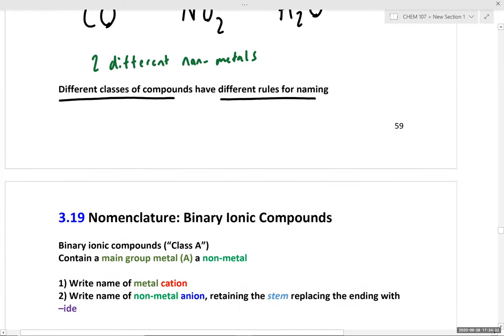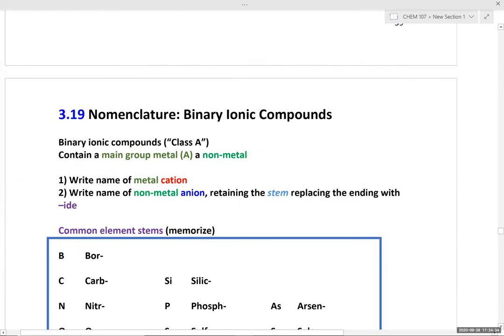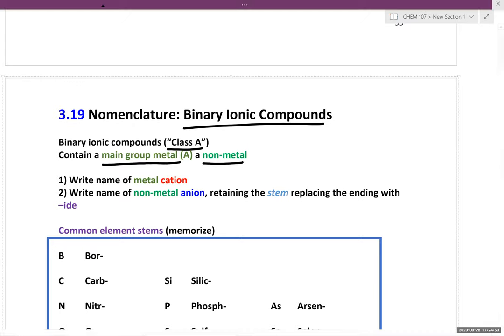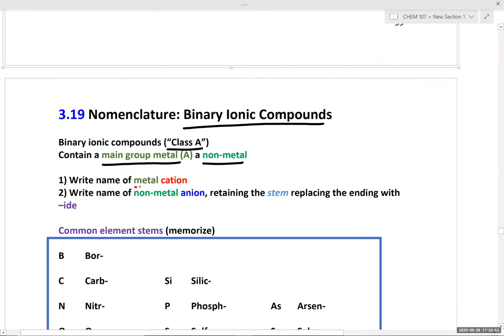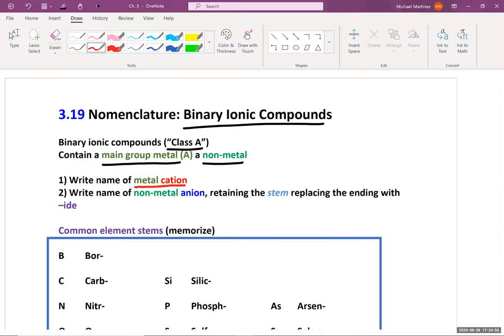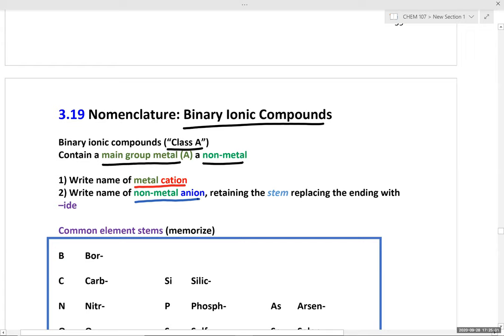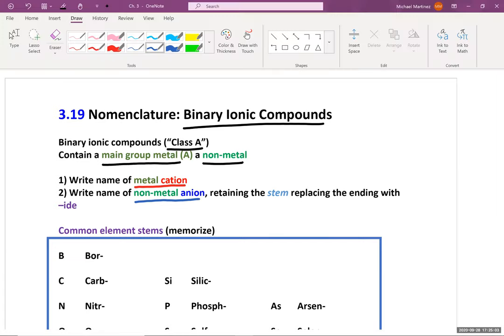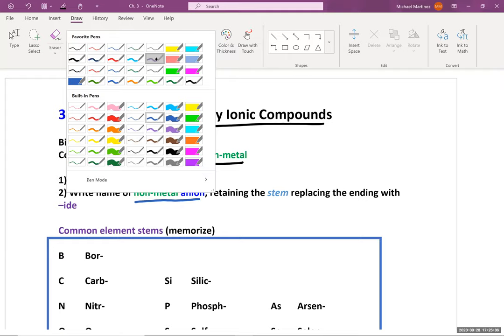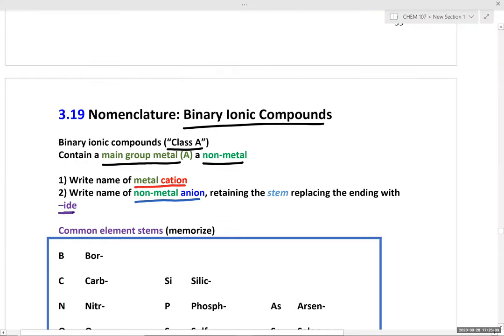Let's start off with the first group, which are binary ionic compounds. I like to call the first type class A, because they have a main group metal and a non-metal. To name these compounds, it's really straightforward. You write the name of your metal cation directly from the periodic table, and then you write the name of the non-metal anion, except, and this is the trick, you replace the ending with -ide.